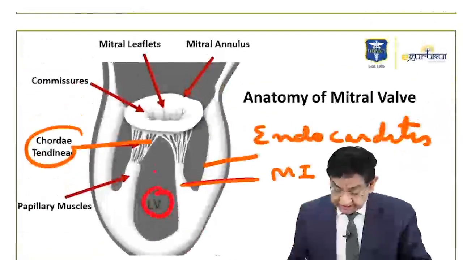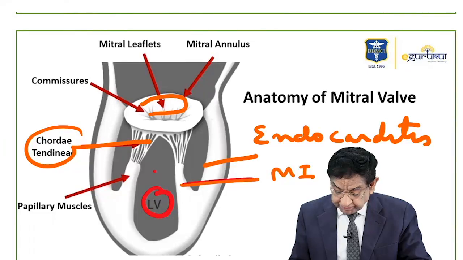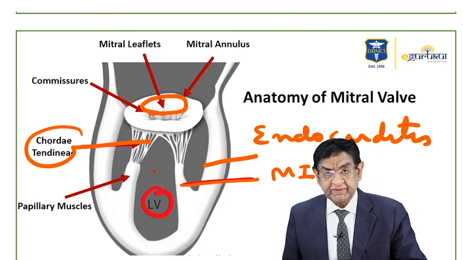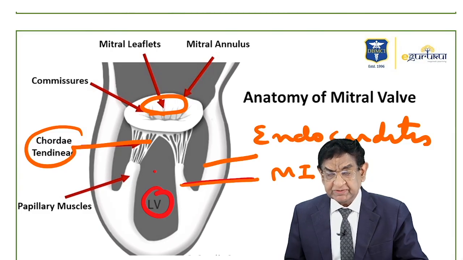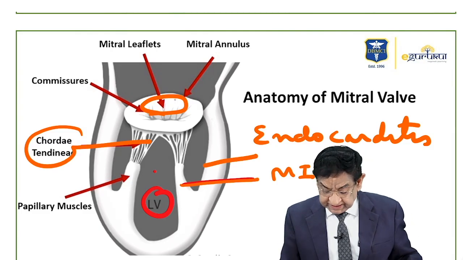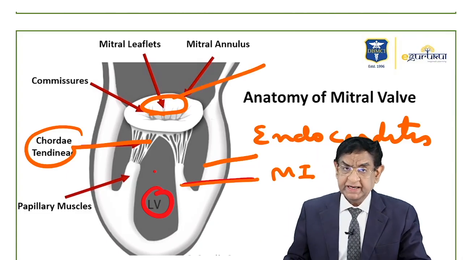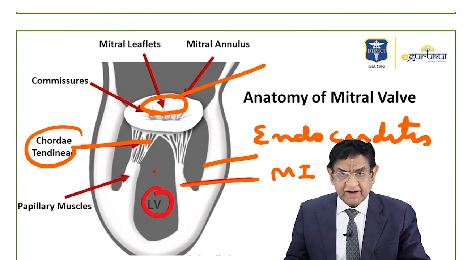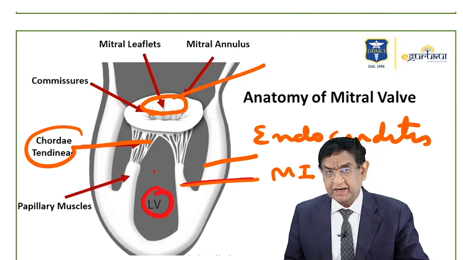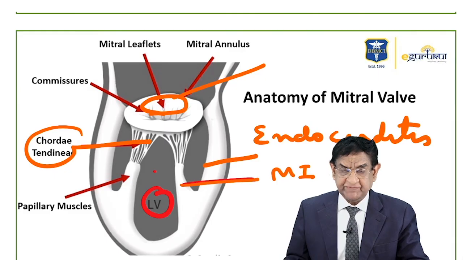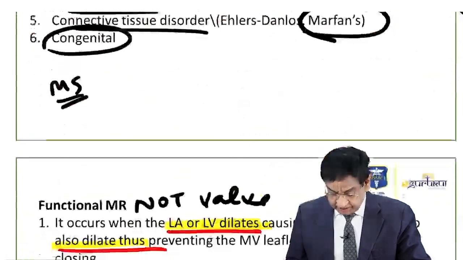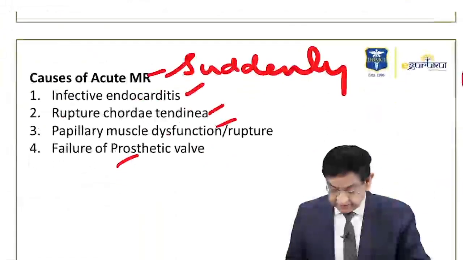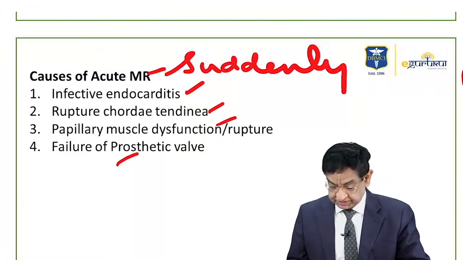And last but not least, we have a prosthetic valve. A prosthetic valve we can replace in mitral stenosis or maybe mitral regurgitation. If that has a sudden malfunction, that can again lead to acute MR. As such, the original valve usually does not cause acute MR. Only a prosthetic valve, where the valve has already been replaced by an artificial valve, can cause acute MR. So with this background, we move further. We learned about acute causes.